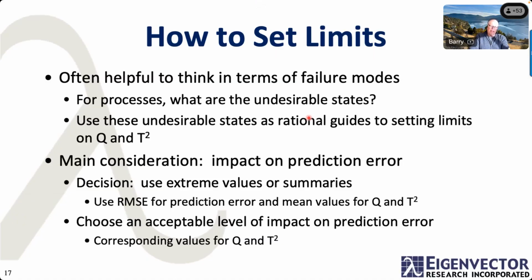But the basic idea is choose an acceptable level of impact on the prediction error and then determine what are the corresponding values for Q and T squared that you are at when you hit that. So this is a little different idea than just monitoring a statistical confidence level. What you really want to get to is some engineering level on these, is how bad do your diagnostics have to be before it actually impacts your prediction error.